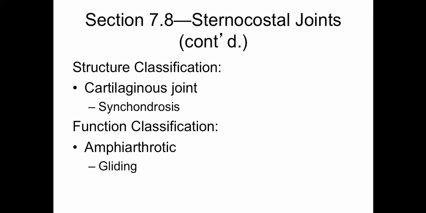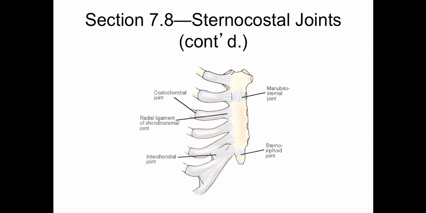Sternocostal joints structurally are cartilaginous joints, and their function is basically amphiarthrotic or gliding. A sternocostal joint can be divided into two separate articulations as shown in this slide. The two articulations of each sternocostal joint are the costochondral joint located between the rib and its costal cartilage, and the chondrosternal joint located between the costal cartilage and the sternum. Please also note the presence of the interchondral joints that are involved with the sternocostal joints.